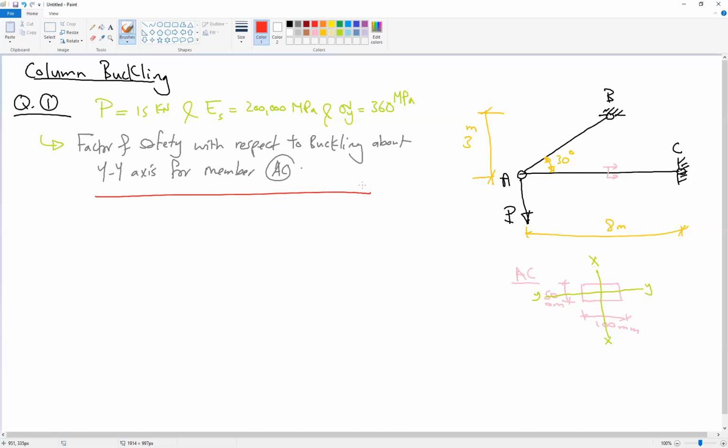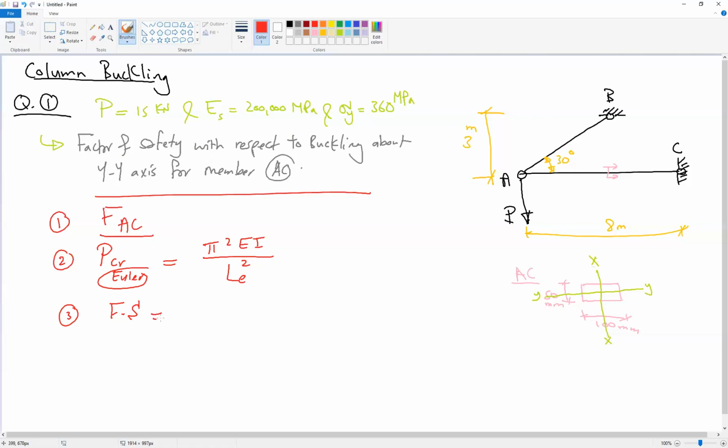To proceed in this problem, we have 3 steps. The first step is to find the internal force in member AC, so we have to find FAC. The second step, to know if this member will fail due to buckling, or reach the critical load or not, we need to know the critical load for this column, or Euler load. If you remember from last week, the formula for Euler load is pi square EI divided by L effective square. Okay, the third step is to compare these two values together using the factor of safety. The factor of safety equals the critical load divided by the force in member AC.